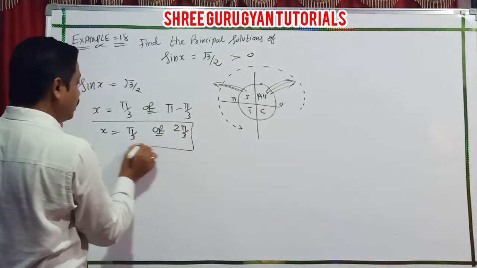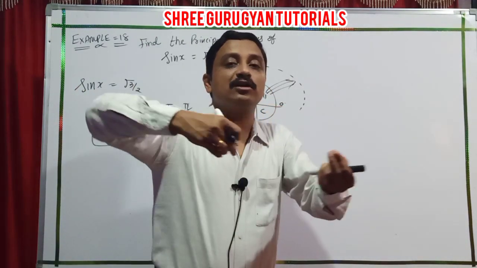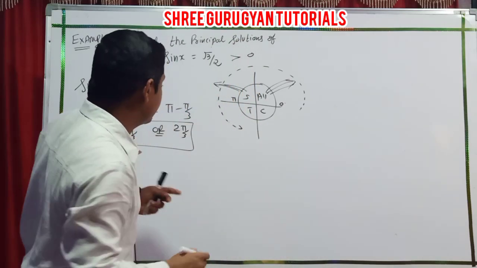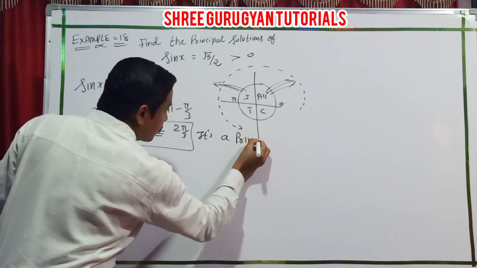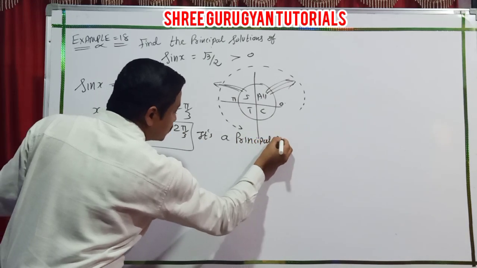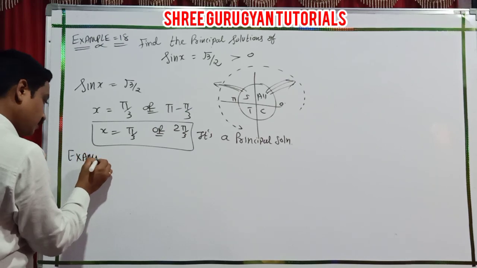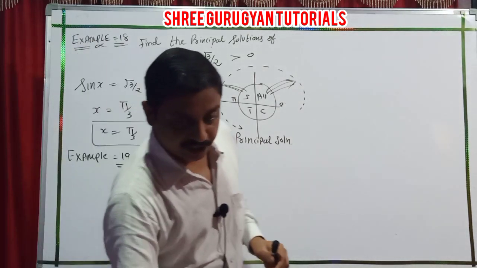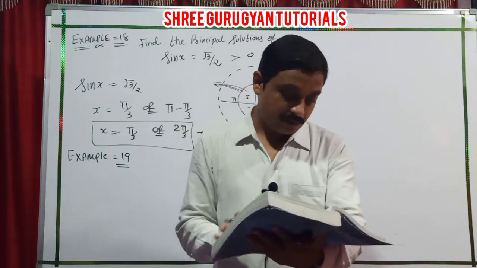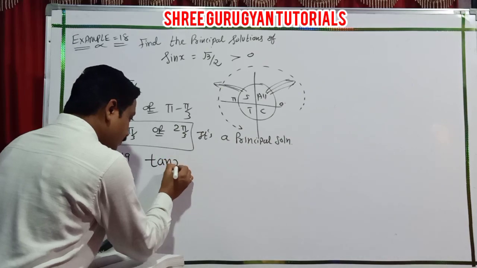These two are our what? It is the principal solution. They do not cover more than one rotation. So my answer is over. It is the principal solution. And here this is the end of our example 18. Now students, same as example 19, to cover by this rule, find the principal solution of tan x is equal to minus 1 by root 3.